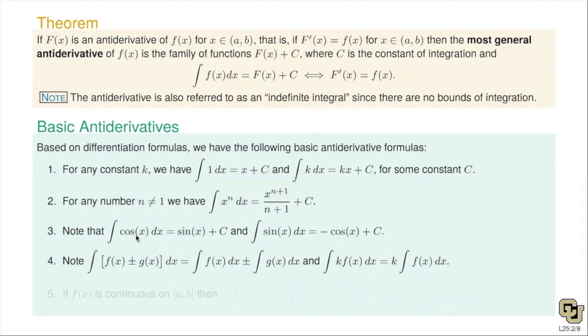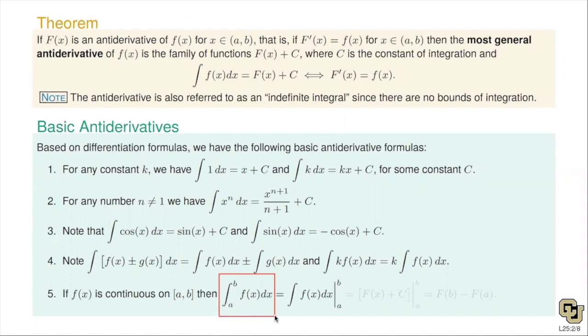So here's the one I've added at the very bottom here. We have the antiderivative formula for cosine and sine. We have the fact that the antiderivative of the sum is the sum of the antiderivatives, and you can pull the constant out here. Here's the new one that I've added. If f of x is continuous on the closed interval, then the definite integral, you should think of that as the limit as n goes to infinity of the sum from i equals 1 to n of f of x sub i star delta x.